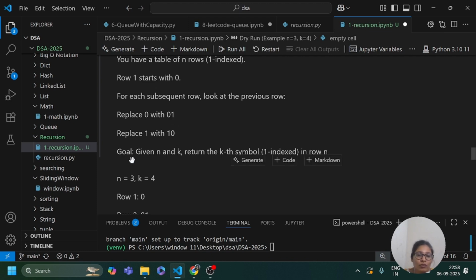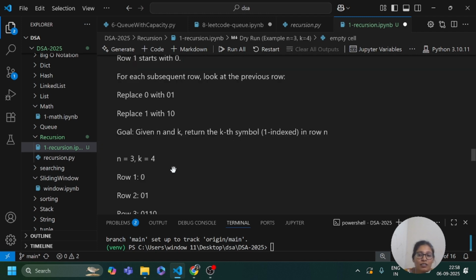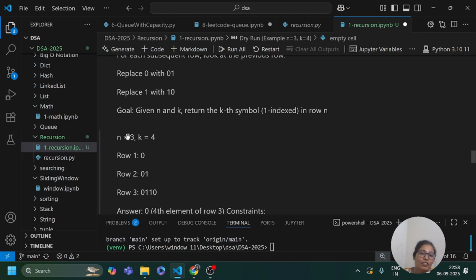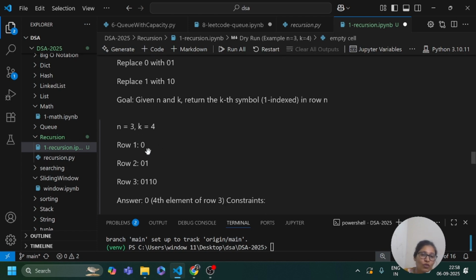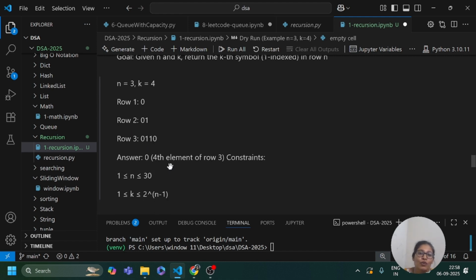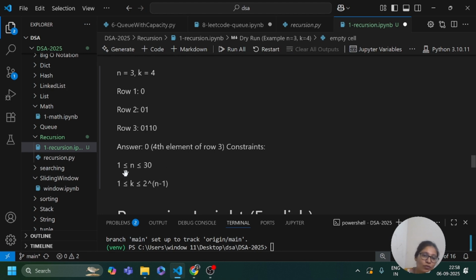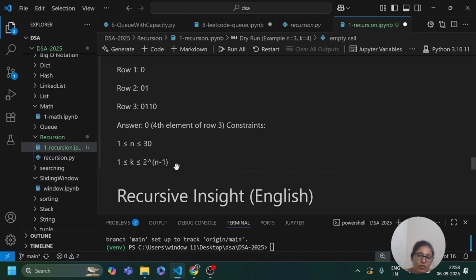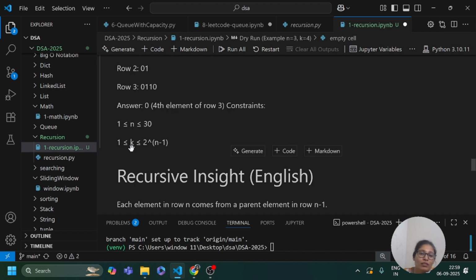So our goal is, given n and k, return the kth symbol in row n. If n equals 3 and k equals 4, then row 1 equals 0, row 2 equals 0 1, and row 3 equals 0 1 1 0. The fourth element of row 3 is 0; counting 0, 1, 2, 3. The constraints are 1 is less than or equal to n is less than or equal to 30, and 1 is less than or equal to k is less than or equal to 2 to the power n minus 1.